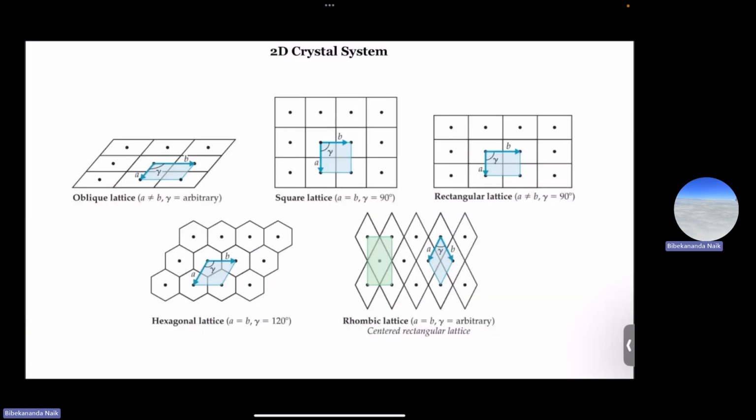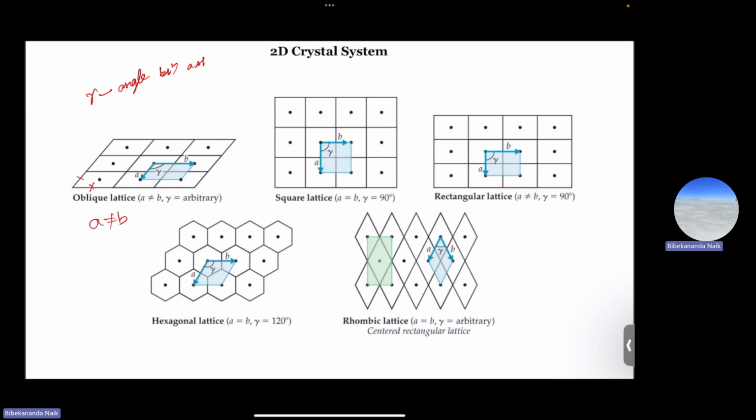So if you talk about 2D crystal systems, as you can see, there are five types of crystal structures in the two-dimensional crystal system. The first one is the oblique lattice. In case of oblique lattice, A is not equal to B, as you can see, this is not equal to this. And also the angle between A and B, which is defined by gamma, is arbitrary. That can be any value. So this is called the oblique lattice.